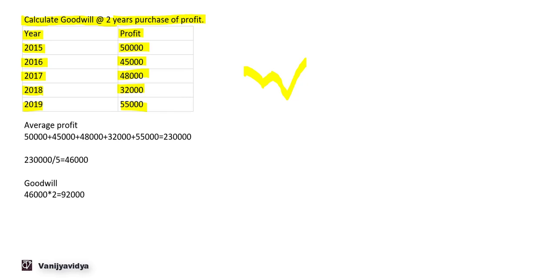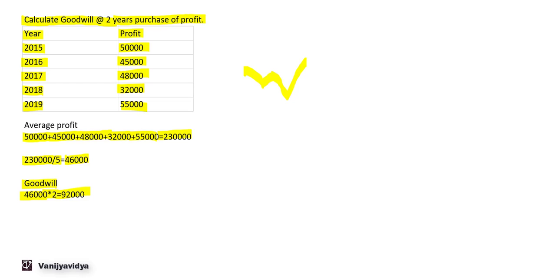So average profit will be your sum of the profit, that is 50,000 plus 45,000 plus 48,000 plus 32,000 plus 55,000, that comes to 2,30,000. Now this 2,30,000 divided by 5, so that is 46,000. This is the simple average profit for last 5 years. Now what will be the value of the goodwill? Value of the goodwill is 2 years purchase of the profit. So goodwill value is your profit, that is 46,000 into 2, that comes to 92,000. That is the value of the goodwill as per simple average method.